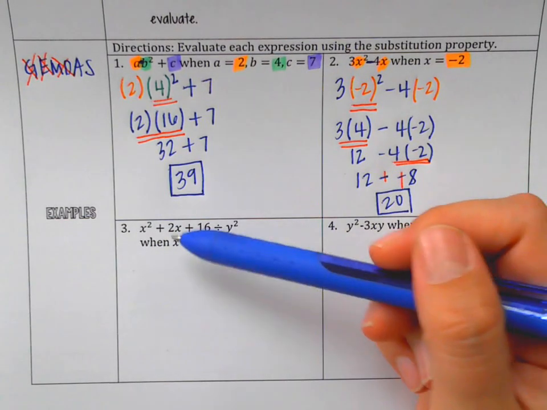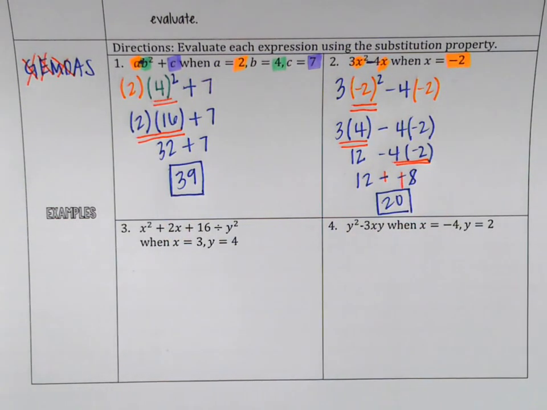Okie dokie. So let's move on to 3. We have x squared plus 2x plus 16 divided by y squared. What I want you guys to start by doing is plugging everything in and making sure that you are feeling comfortable and confident with using the substitution property. So try that process on your own, come back, check your work.